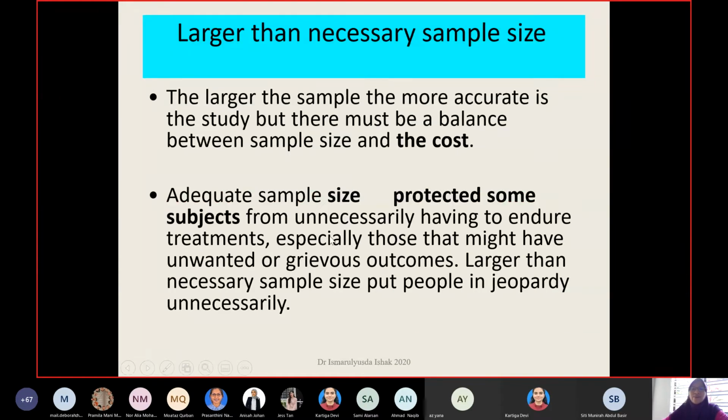Okay, the larger than necessary. If you say, oh doctor, I just collect 1,000, it is very easy for me, in my country taking 1,000 samples is very easy. Oh no, you cannot do that. You cannot use a larger than necessary sample size, because we want to protect subjects from unnecessarily having to endure treatments, especially those that might have unwanted or grievous outcomes. Larger than necessary can put people in jeopardy unnecessarily.